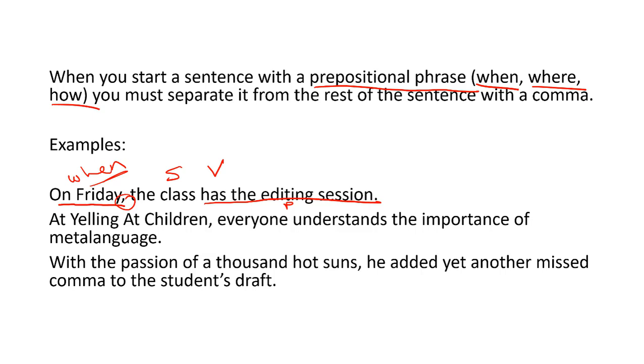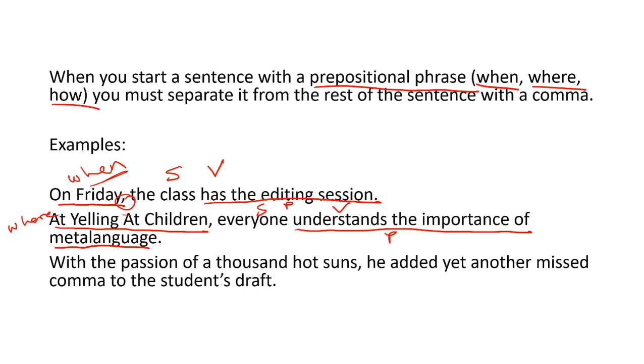Now, let's look at our next one. At yelling at children, comma, everyone understands the importance of meta language. So here, at yelling at children, this is our prepositional phrase telling us, is it when, where, or how? It's where. Where is this sentence taking place? At yelling at children. Let's go again. Subject, everyone. There's our noun. Understands, there's our verb. Understands the importance of meta language. If we don't have the words to talk about stuff, how can we have good conversations about it? So this has to be our predicate: understands the importance of meta language.